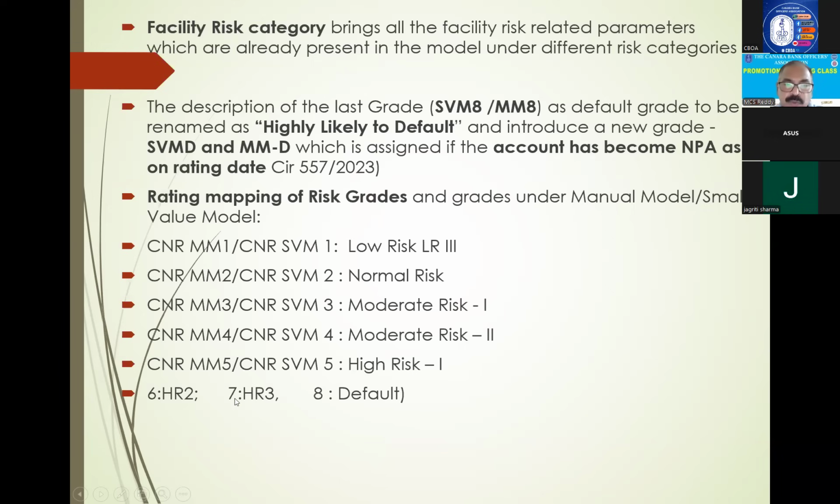6, it is high risk 2. 7, high risk 3. D is default. Since 8 grades are there, this mapping is also like that. Suppose they get MMR1, we can consider them a low risk 3 party, LR3, very good party, eligible for all concessions, etc. Right?